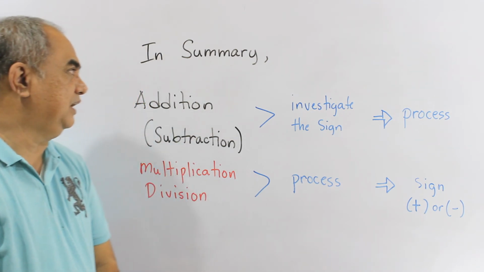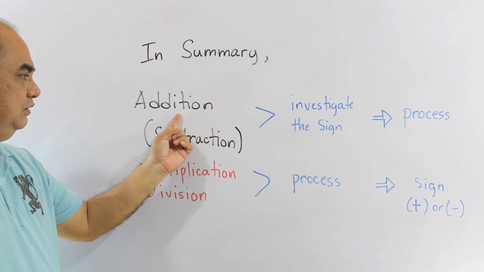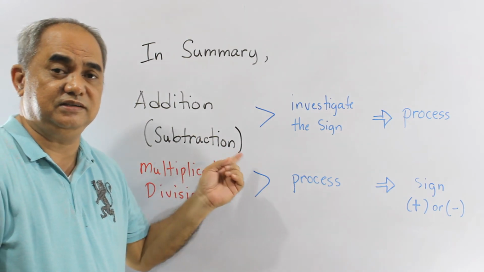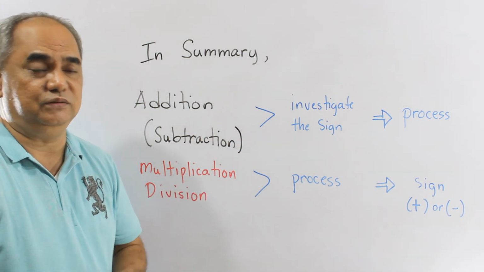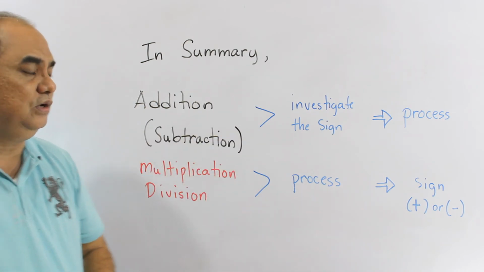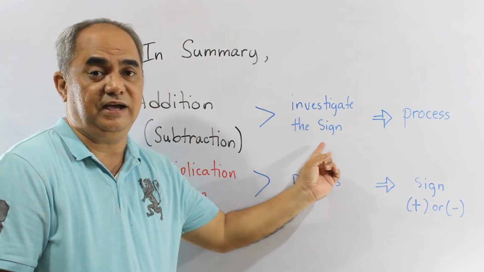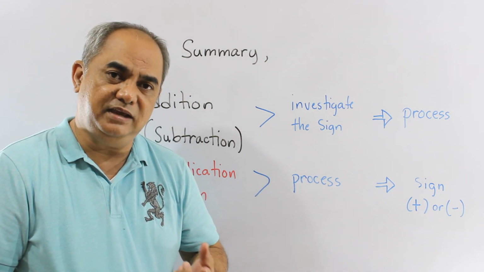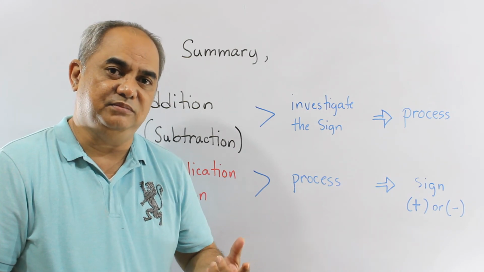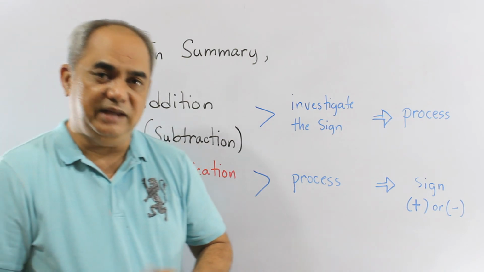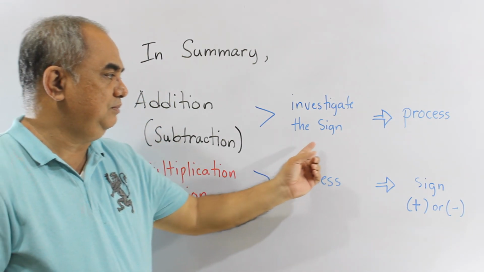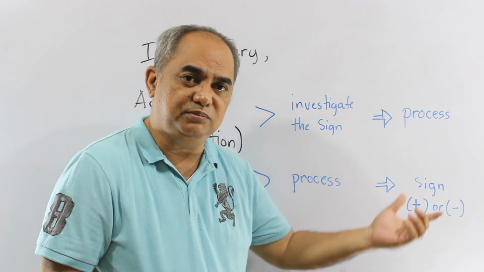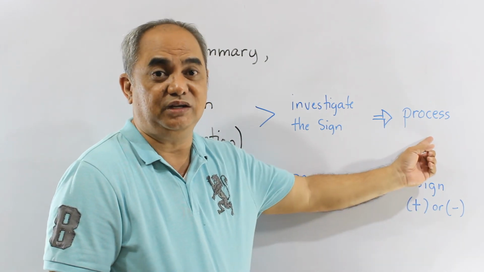So let's just summarize. Whenever you do addition or subtraction, actually as I said before, there's no process in subtraction except you change the sign of the subtrahend and then you go back to addition. So when you are adding integers, the first thing you're going to do is to investigate the sign. Meaning, you are going to ask yourself, is the sign the same or not the same? So is it unlike sign or like sign? Whatever the answer to that question may be, that comes the process. So if it's like sign, you add the 2 numbers. If it's unlike sign, you subtract the 2 numbers.